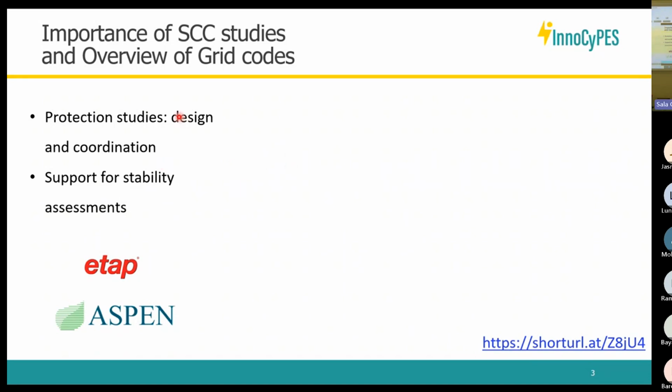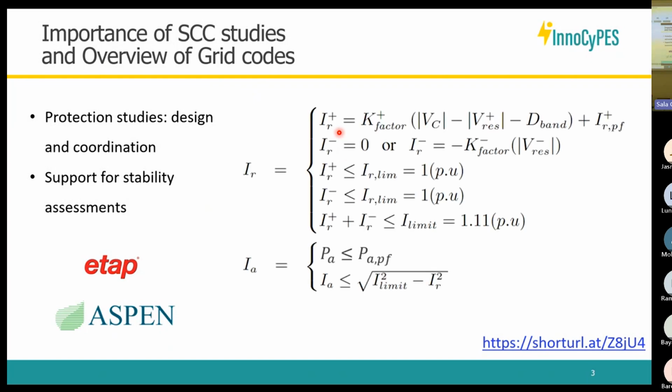And also such studies support stability assessments. We have seen, for example, that in many cases we are unable to estimate the current contribution from an IBR, such as a type 4 wind turbine. Sometimes it means that there is a problem with the stability, even in a time domain simulation such as EMT simulation.